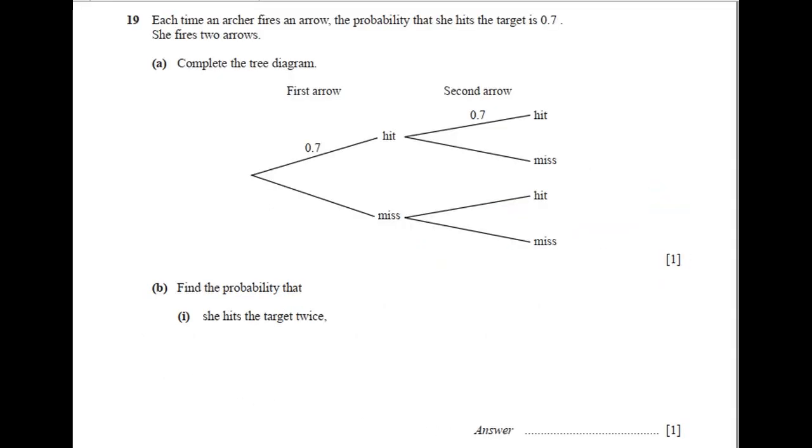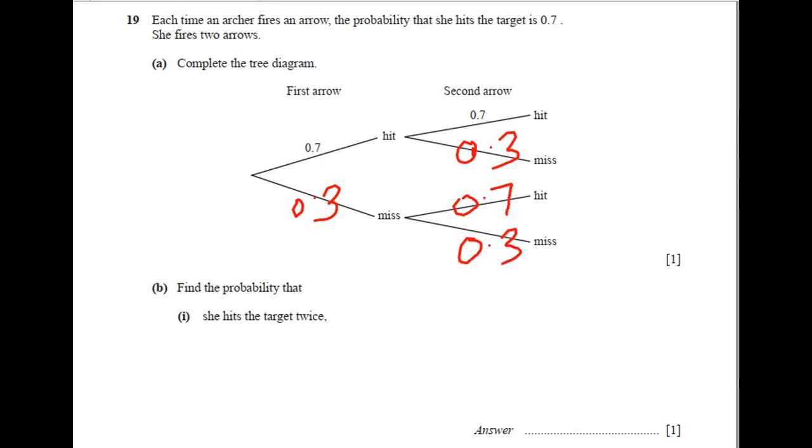Question number 19. Each time an archer fires an arrow, the probability that she hits the target is 0.7. She fires two arrows. Complete the tree diagram. So if hit is 0.7, without even looking at the rest of the data, you need to know that this will be 0.3. Why? Because the sum of probability is always 1. So this is 0.3. Since that is 0.7, this will be 0.3 as well. 0.7 is the probability of hit and 0.3 is the probability of miss.